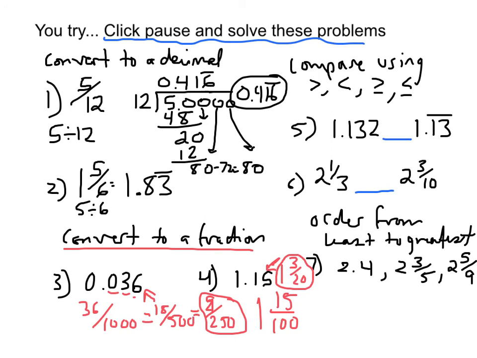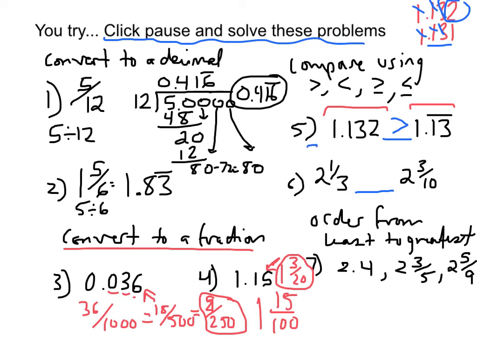Number 5, 1.132 compared to 1.1313, repeating 13. So I'm running out of space, but I'm going to stack them up on top of each other. 1.132 and 1.13 repeating. So this one's hard. They both have a 1 in the ones place, a 1 in the tenths place, a 3 in the hundredths place, but this one has a 2 compared to the 1 in the other place. So 1.132 is just slightly larger, so it'd be a greater than symbol.